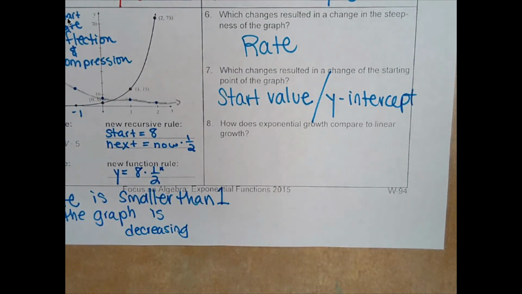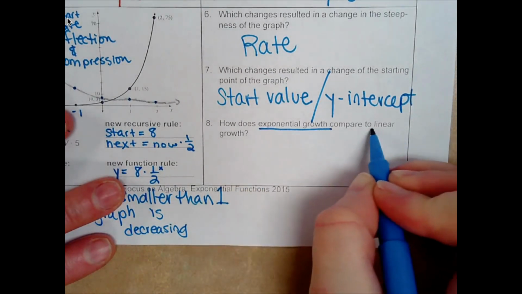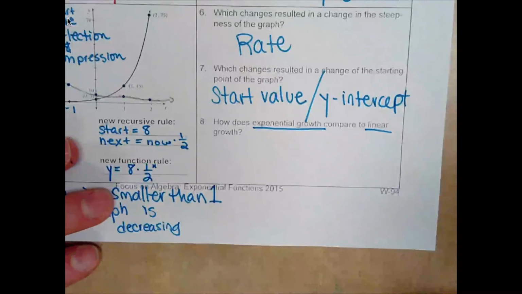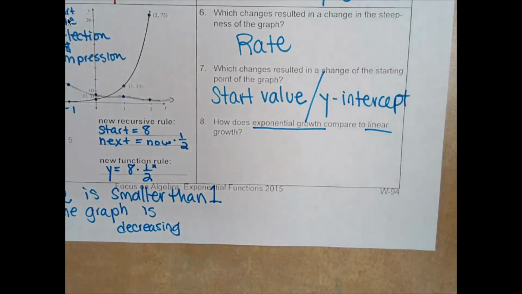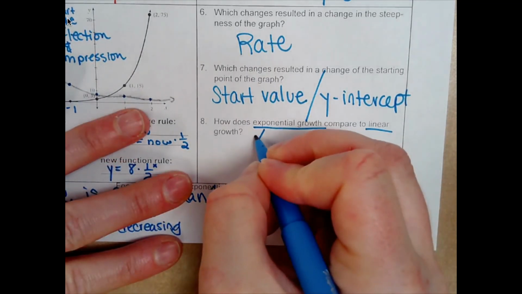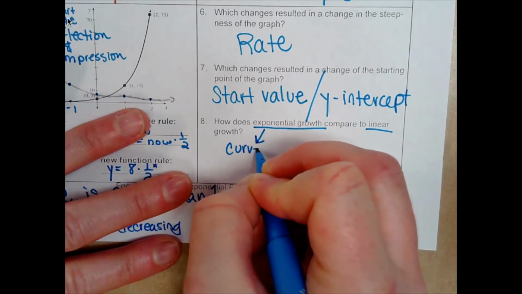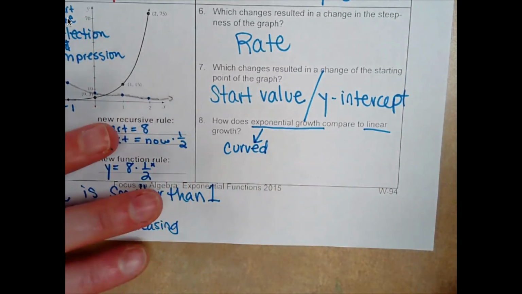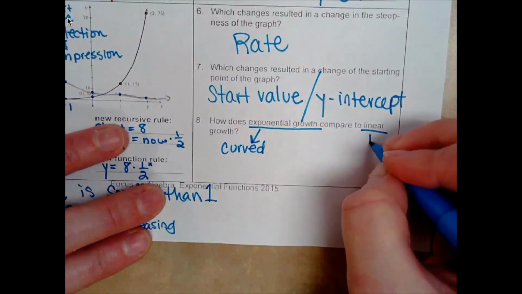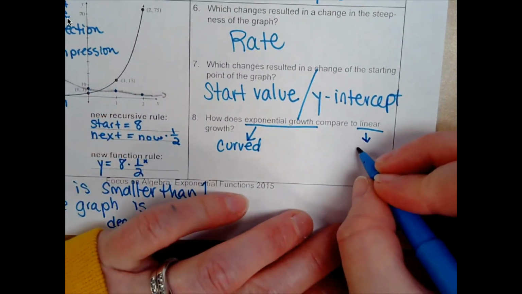So we've been dealing with exponential growth. So how does exponential growth compare to linear growth? It's not constant, it goes a lot faster. Which one goes a lot faster or slower, or different rate? What'd you say? Curved. So exponential deals with curves. What did a linear have? Straight.